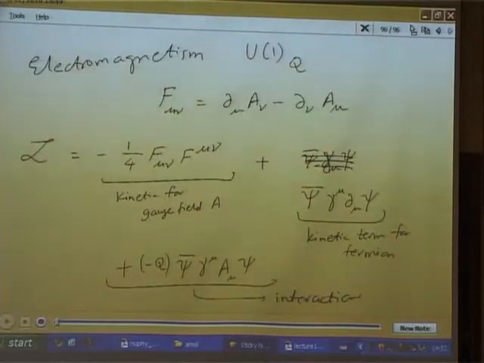Then you can use the Euler-Lagrange equations of motion, and they will tell you how things evolve. Normally what you will get is the Dirac equation. Look at this term and use the Euler-Lagrange equation of motion, and you will get the Dirac equation. If you look at this and try to do the same thing, you get Maxwell's equations, because photons satisfy Maxwell's equations with a source. These are going to be interactions.